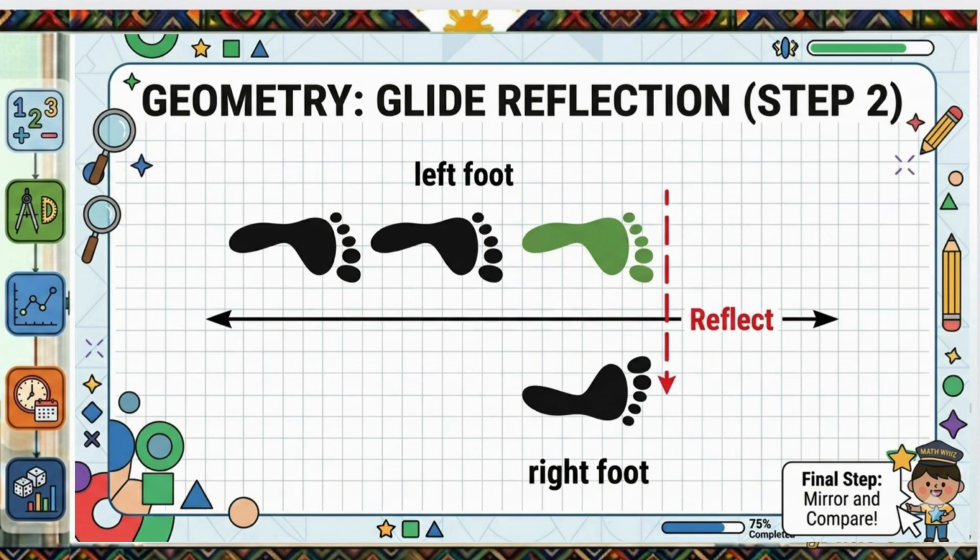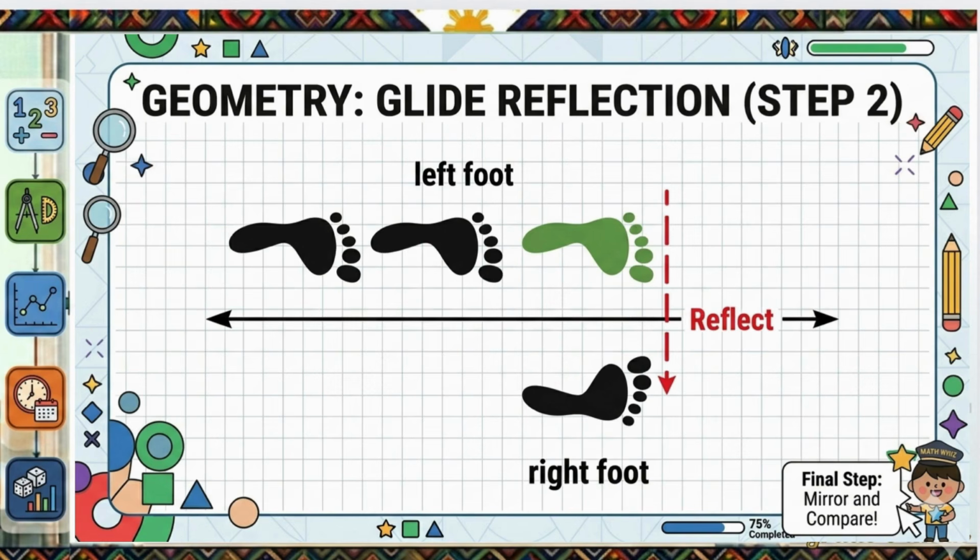2. The reflect action. Look at the green footprint. That's our intermediate step, the foot after it has slid forward. Notice the red dashed arrow pointing down? That tells us we are moving across the mirror line. The big flip. When we reflect the foot, look at what happens to the toes. On the top foot, the big toe is on the left. But once it flips below the line, the big toe is now on the right.